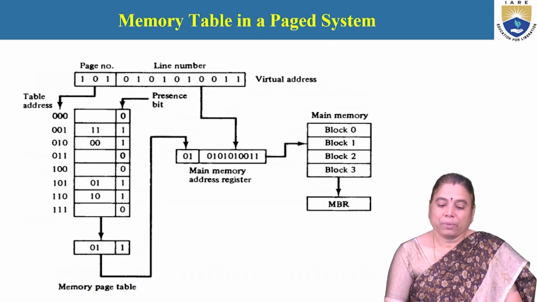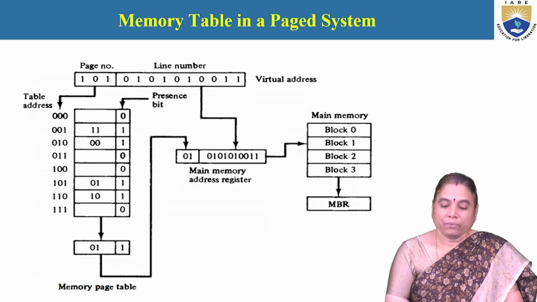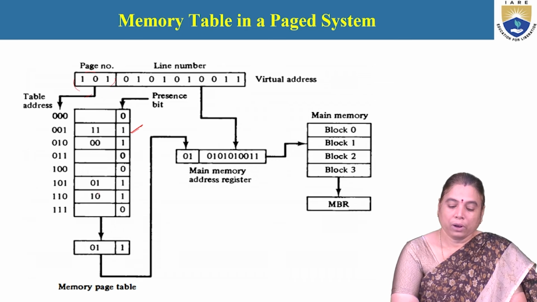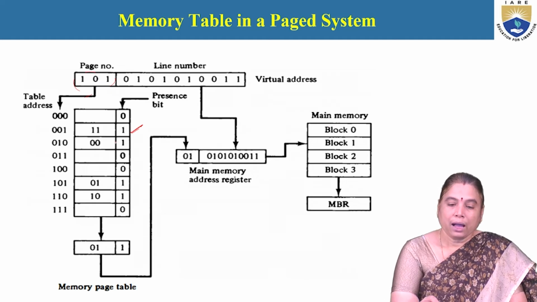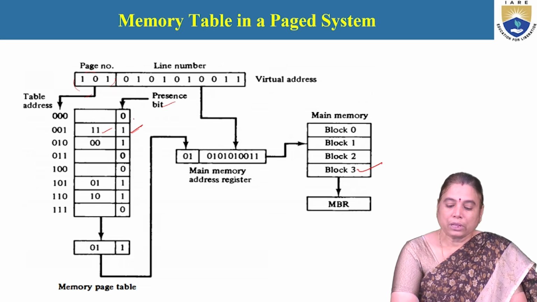So, how can the mapping be done between the virtual address space and the memory space? With the help of page number and line number, the page number can be used as an index to access the virtual memory table. The virtual memory table can be used to represent the content that is stored, the blocks that are loaded or invoked in the main memory, and that presence can be represented with the help of a presence bit. So, this represents block 3 and it is loaded in the main memory. So, the presence bit of that block can be indicated as 1.